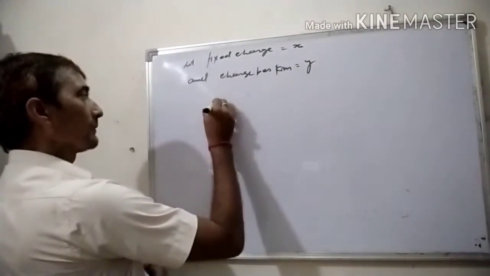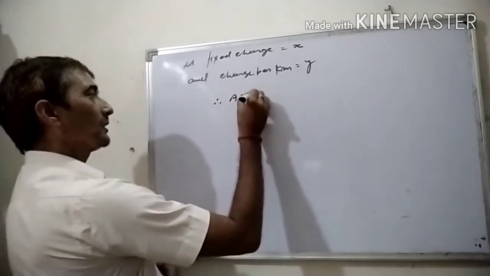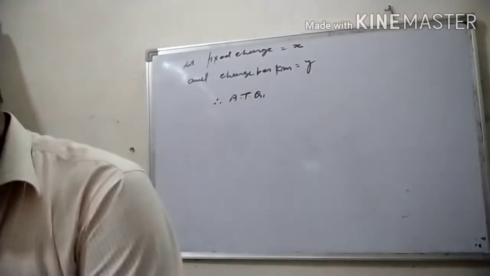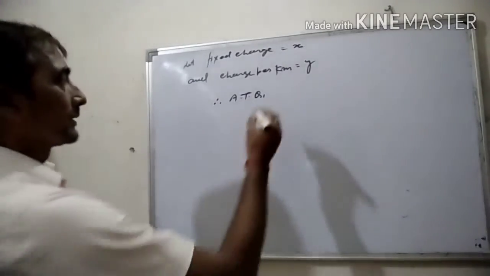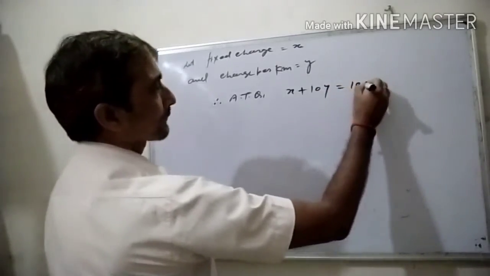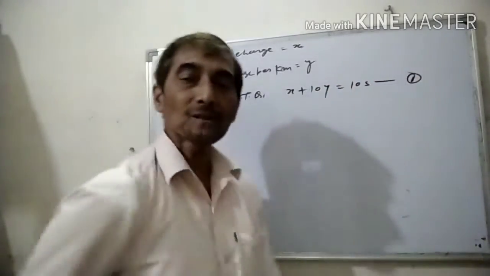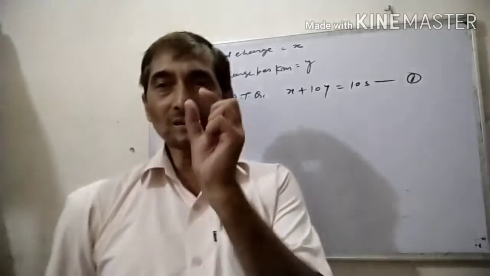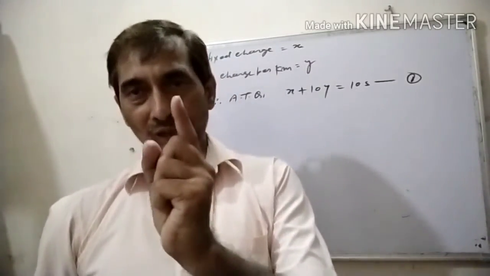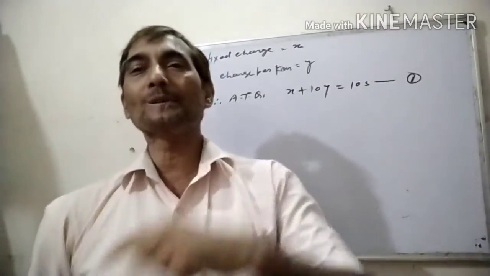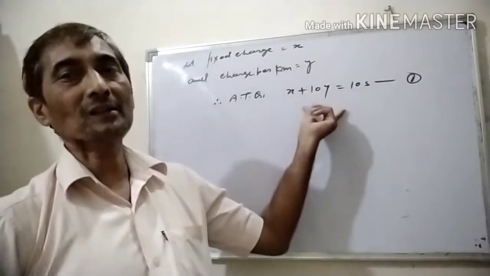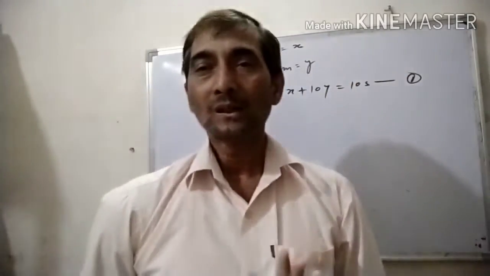Therefore, according to the question, first condition: distance is 10 and charge 105. X plus 10Y is equal to 105. Now first equation. X is fixed, Y is charge per km. One km charge is Y, then charge of 10 km is 10Y. Then total charge is X plus 10Y and it is given as 105.